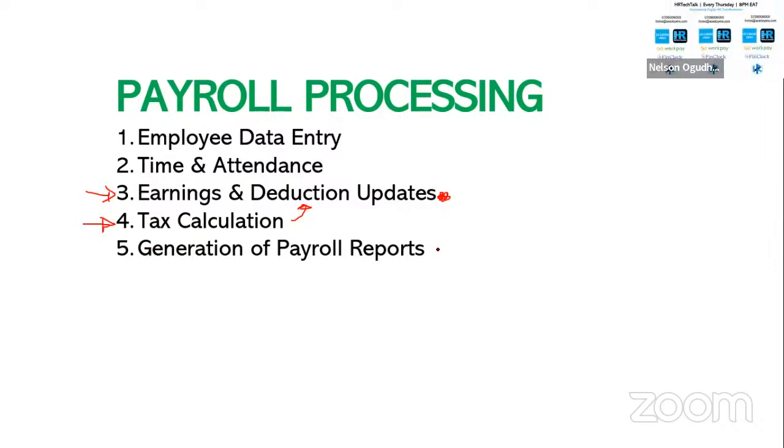We sign the variance report and we sign the payroll summary report, because they are a reflection of these two things, tax and earnings and deductions. So that's what you present for approvers to see. Then now you go to the next step, which is very critical.